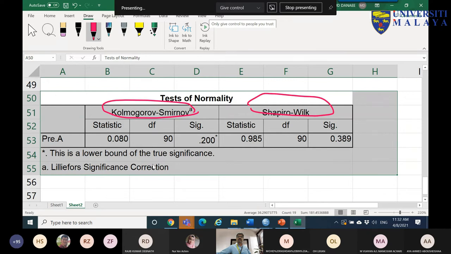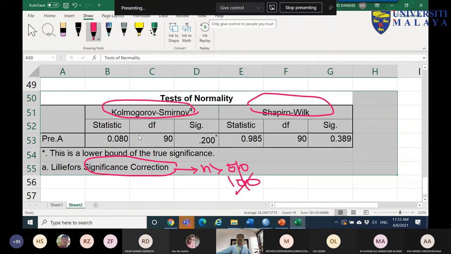Again, I just want to remind you, this test is very sensitive, and you should not use it when your sample size is more than 50 or 100. Definitely above 100, it is not advised to use it. It's very sensitive, and any small deviation will be significant.